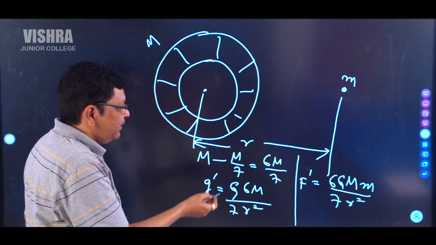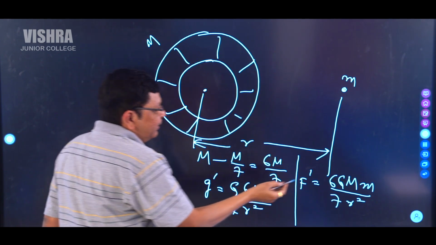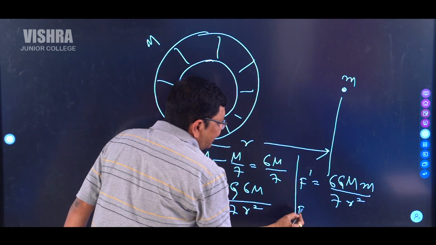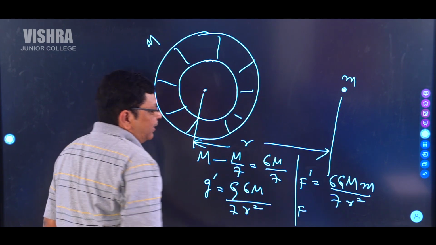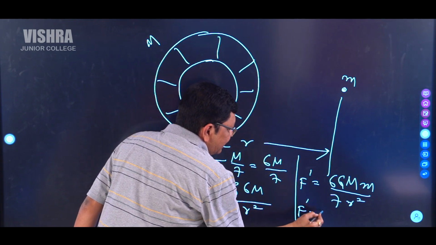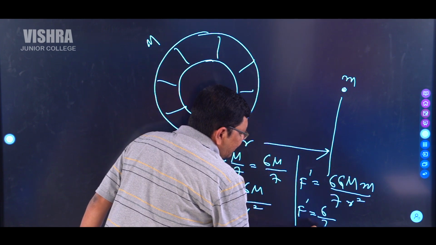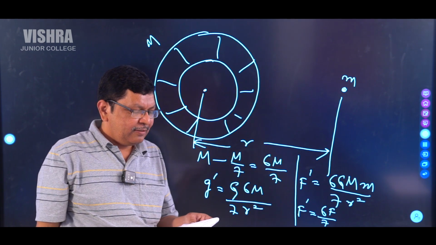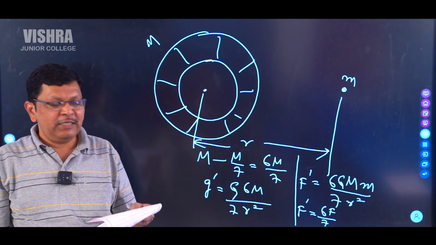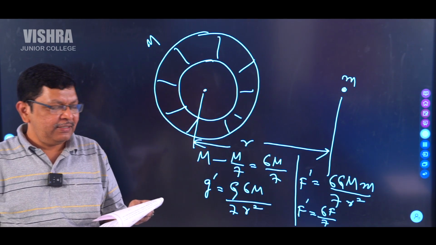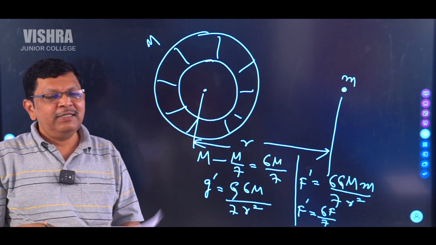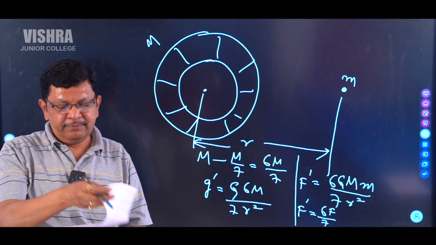Comparing with initial, initially the force is GMm by r square. In the second case it is 6GMm by 7r square. So in the second case the force is 6 by 7 times the initial force. So that is what he asked. In the new case, the options are F by 7, 6F by 7, so 6F by 7 is the answer. It's a very simple and easy question.